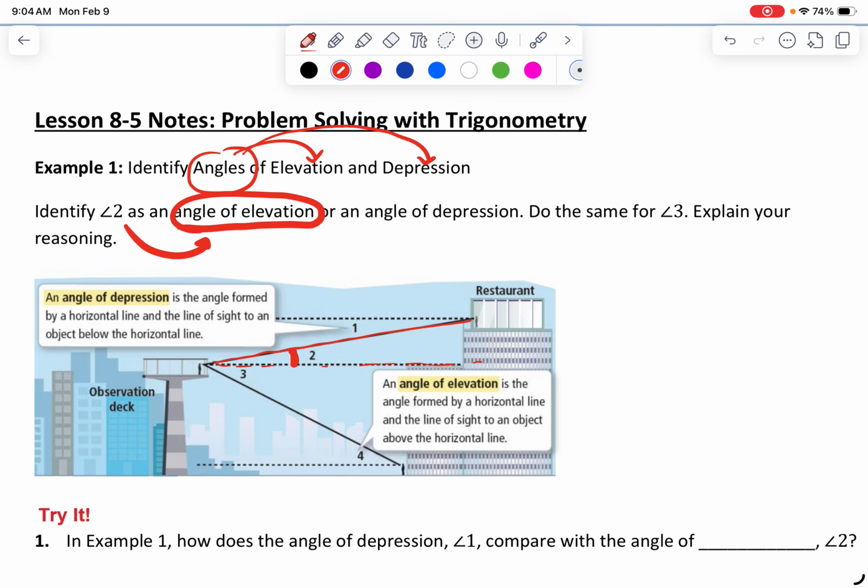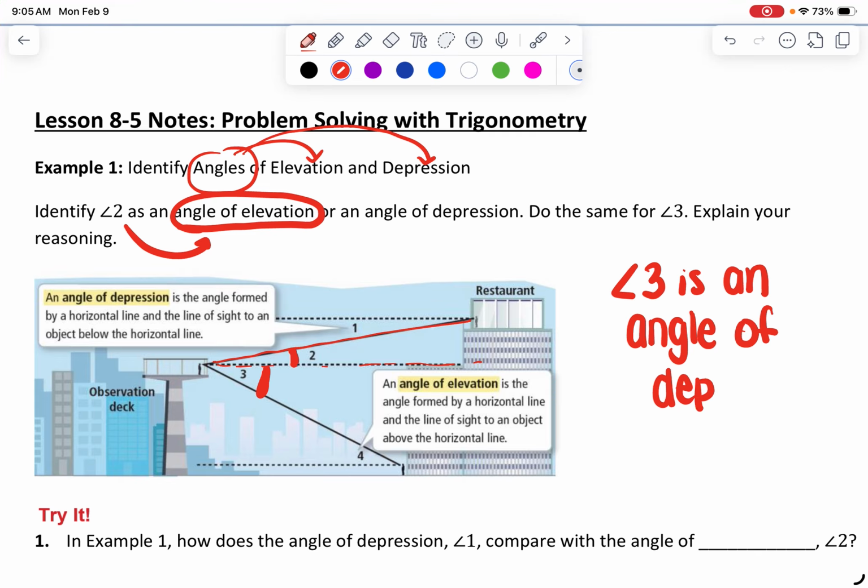From there, we can also look at angle 3. So angle 3 is going to be down here. So if the horizontal line is above the angle and it's going down, then angle 3 is an angle of depression. So it's just basically, are you going up or are you going down? Okay, so we kind of have those terms.